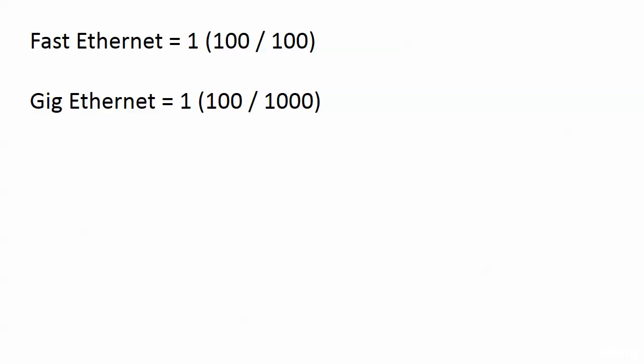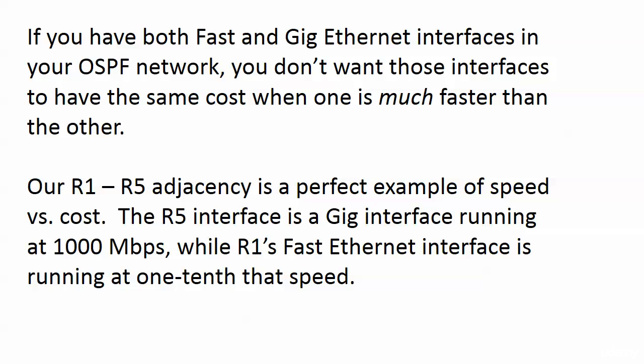100 divided by 1,000, which is 0.1, which does not round down to 0. We can't do that, and the formula is not going to do it. So we end up with a fast Ethernet and a gig Ethernet interface having the exact same cost. Now, if you have both of those interface types in your OSPF network, you really don't want those interfaces to have the same cost when one is much faster than the other.